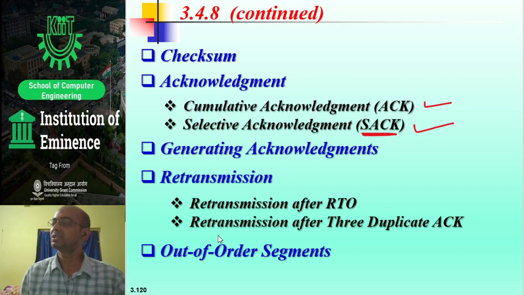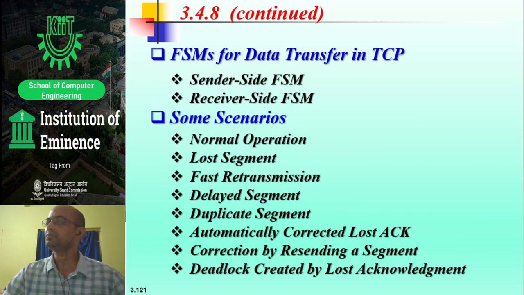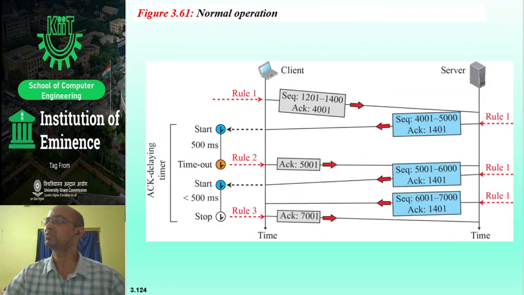Then we have to discuss all these things, how acknowledgements are generated. I will come one by one. TCP sending side, okay. It is better to explain through an example, okay. These are different scenarios in which TCP communication takes place. Look at the example, these are related to acknowledgement. Under what condition, which type of acknowledgement is to come?